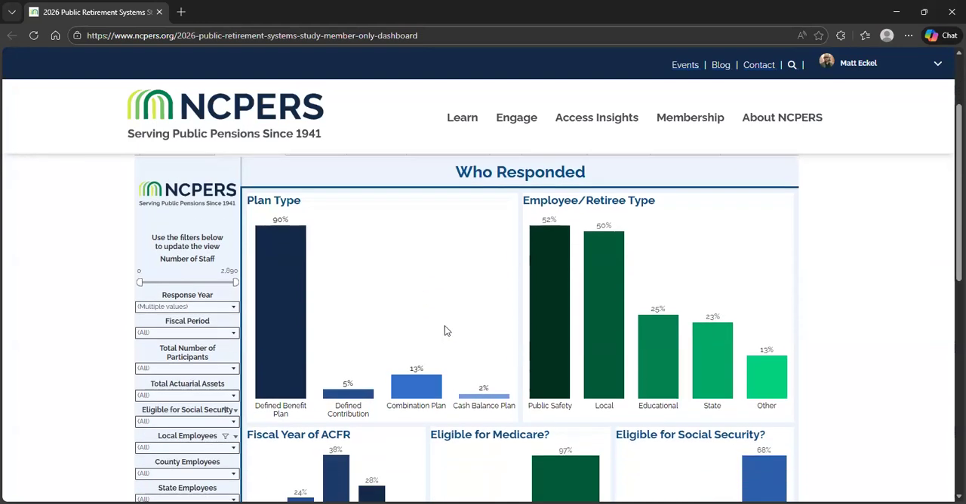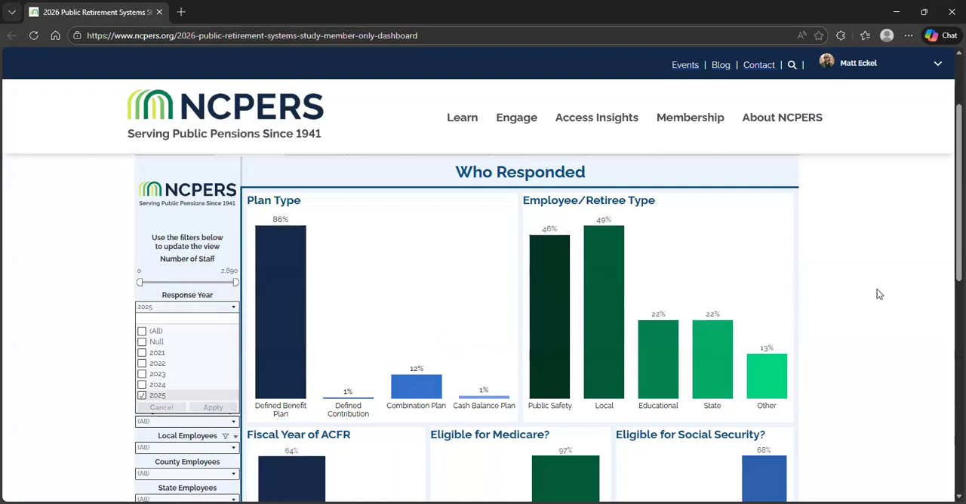Looking at the Who Responded page, we can see context about the retirement systems that participated in the study. At the top left, you'll see plan type. This chart shows the distribution of responding plans, such as defined benefit, defined contribution, combination plans, and cash balance plans.